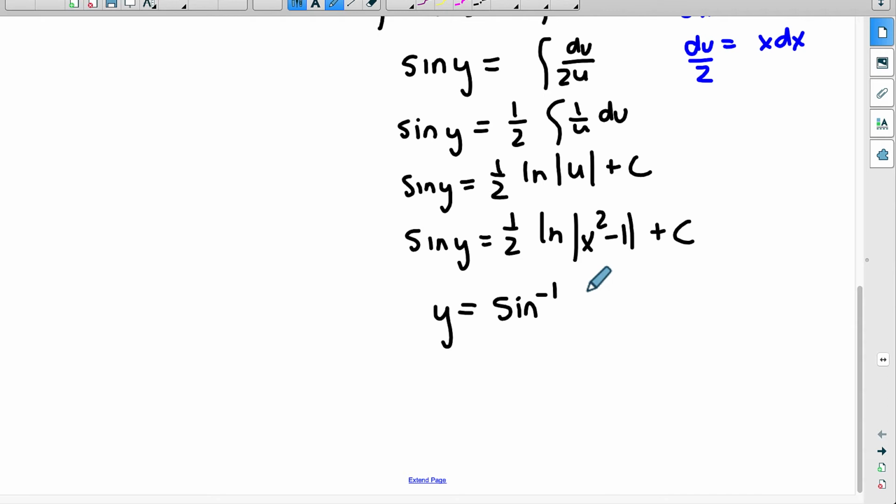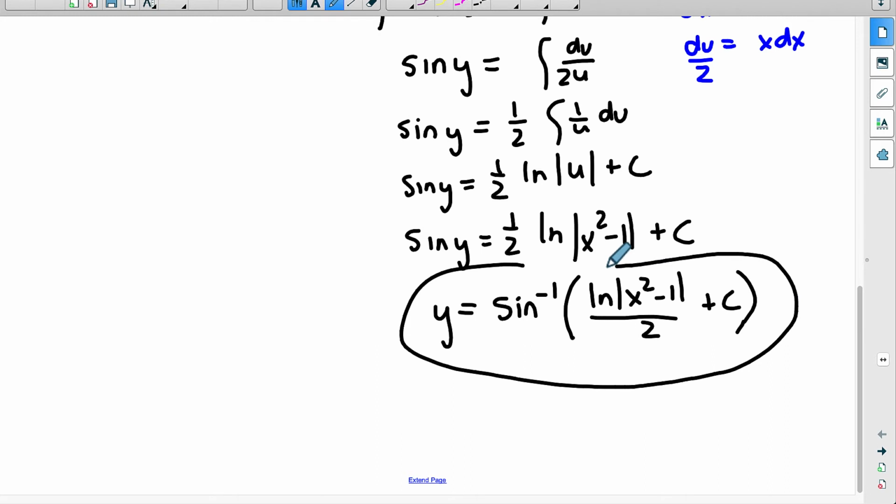Either way works. And then what are you taking the inverse sine of? This entire side. Yes, you have to put all that in brackets. Maybe I'll go natural logarithm of the absolute value of x squared minus 1 divided by 2 plus c. Of course, you could just put 1/2 up front. Maybe that looks better. I don't know. Whatever your preference is, we have found the answer.